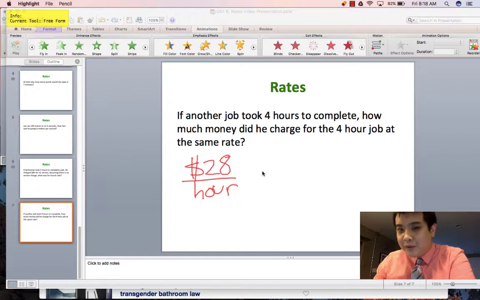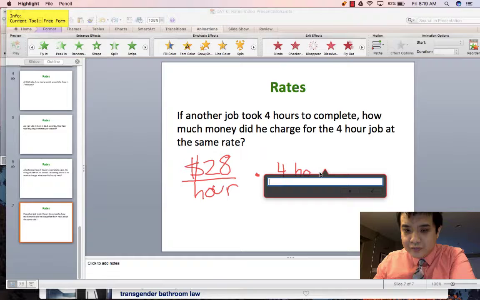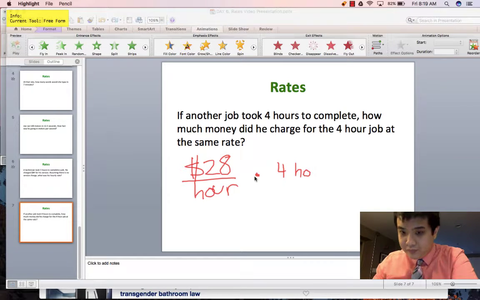What do we have to multiply this by? We need to multiply this by how many hours his job took, which is 4 hours. Which, when we do that, we find that this is going to be $112 because 4 times 28 is $112.